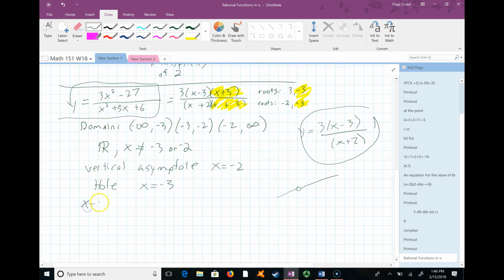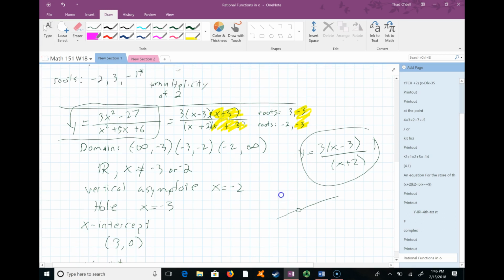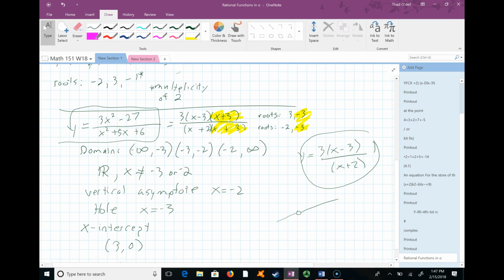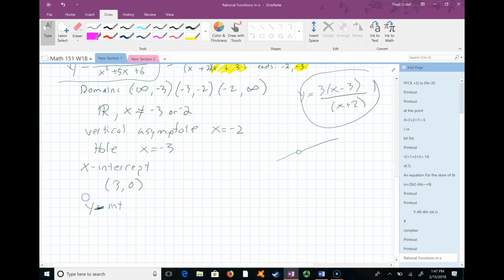So if we wanted to find the x-intercepts, it's just x equals 3, so that'd be (3, 0). We could also find the y-intercept. See, if we plug in 0 for x, it looks like we get -27 over 6. So that would be, what? -9 over 2. So there's the y-intercept. And let's go and draw this thing, at least begin to draw it.